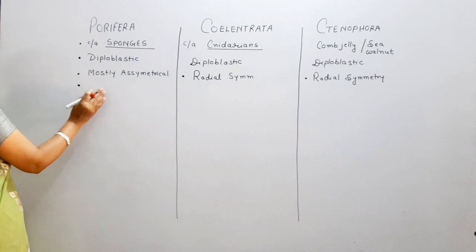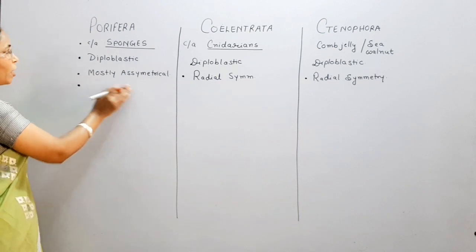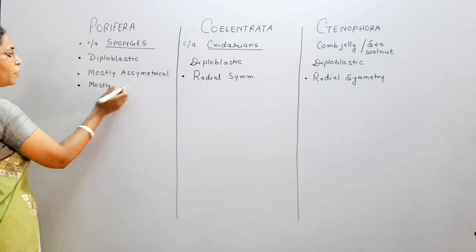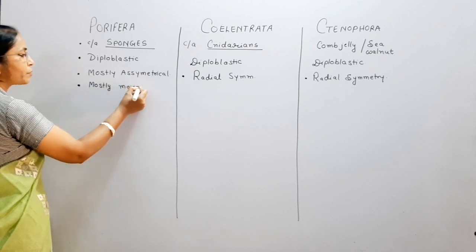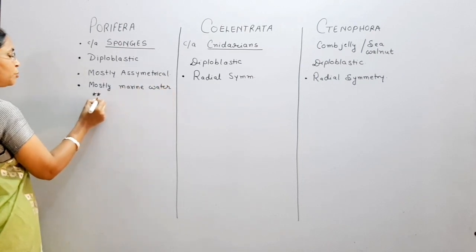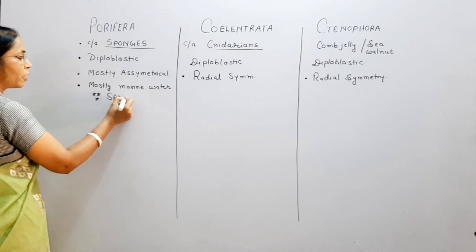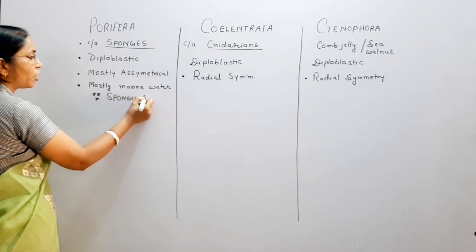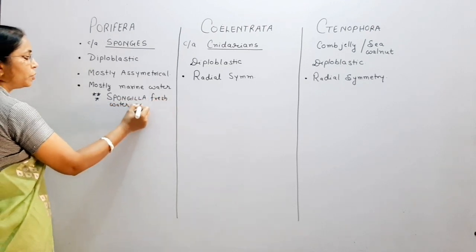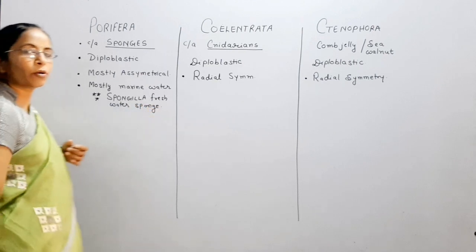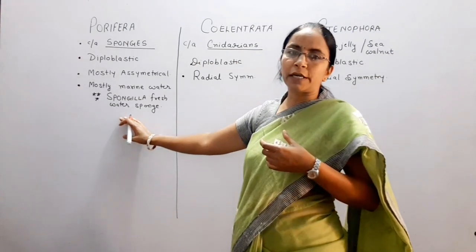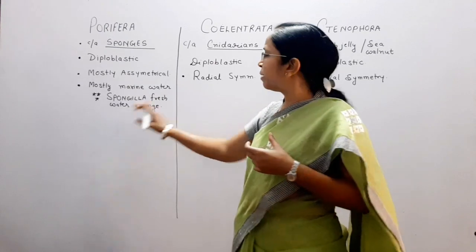Next we study the habitat. Porifera are mostly present in marine water. The exception, remember, is Spongilla. Spongilla is a freshwater sponge, so Spongilla is present in fresh water, whereas most of the Porifera or sponges have their habitat in marine water.